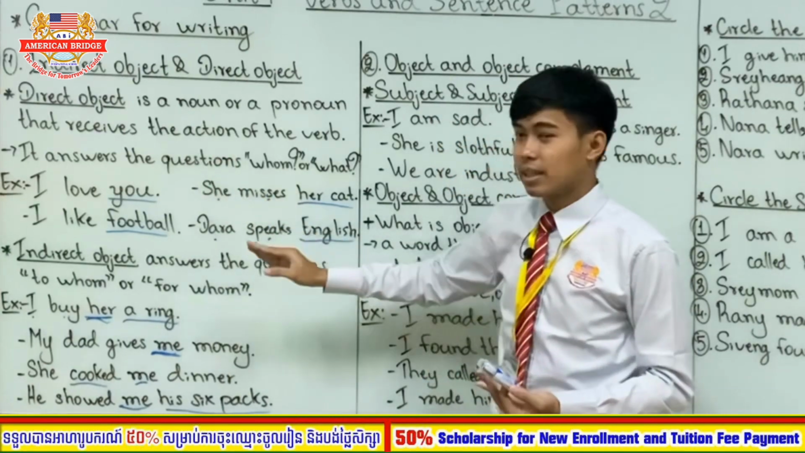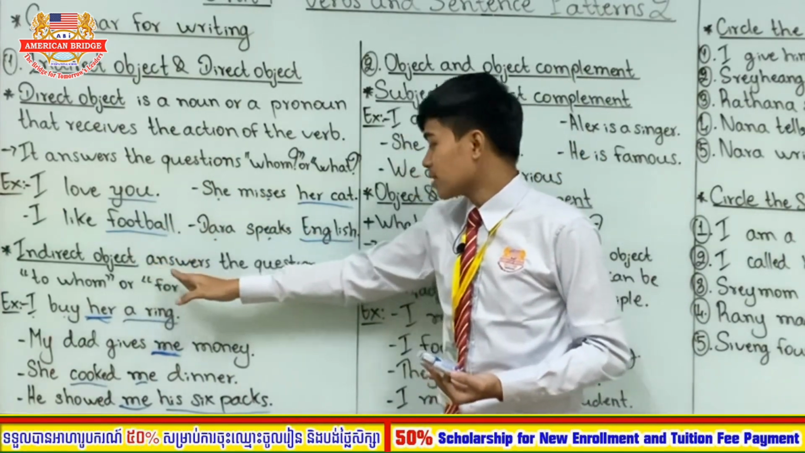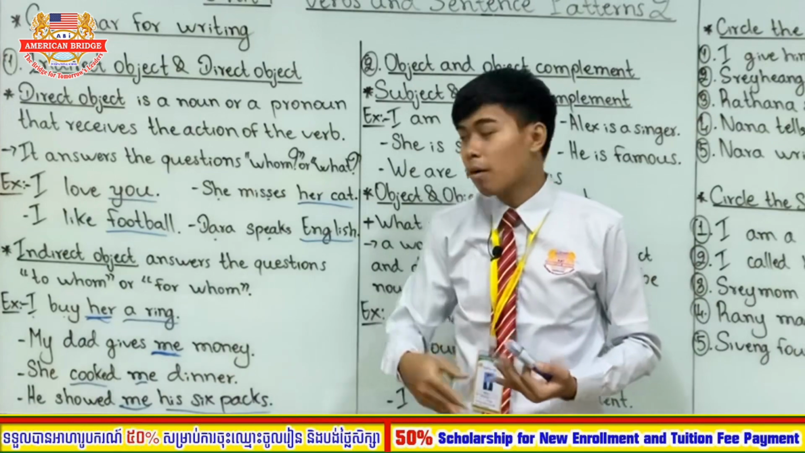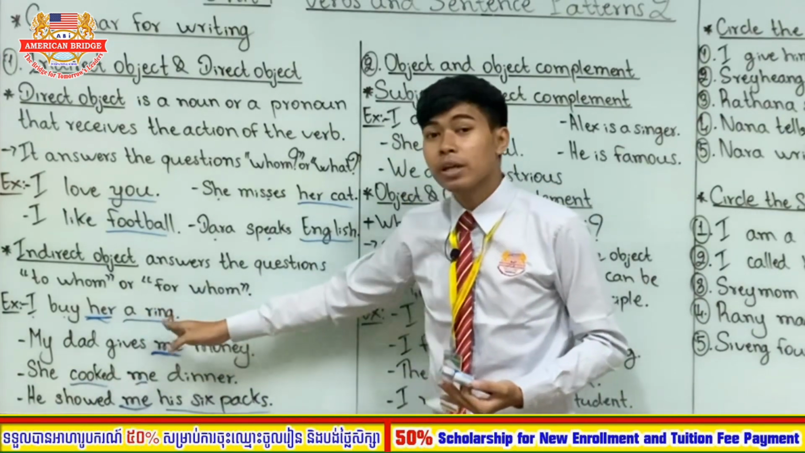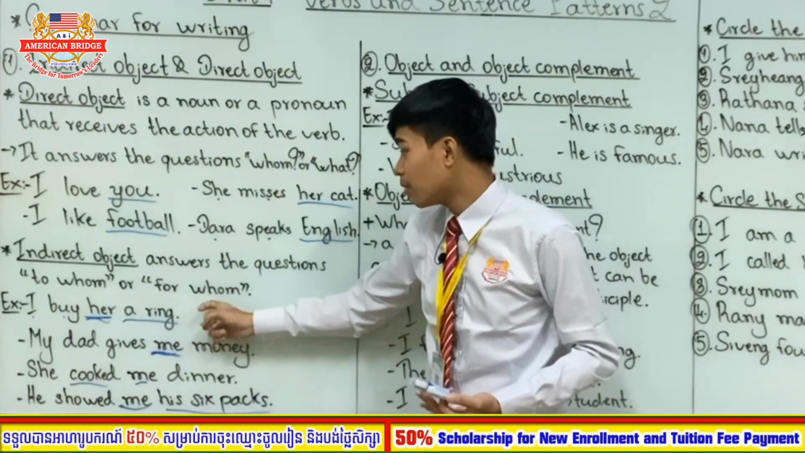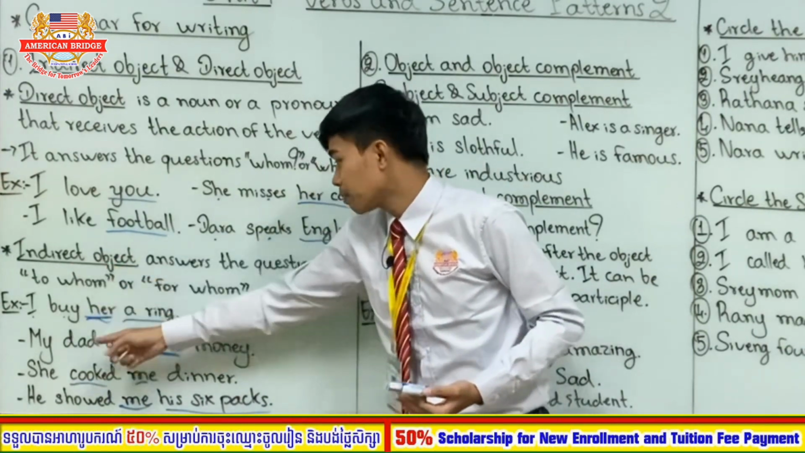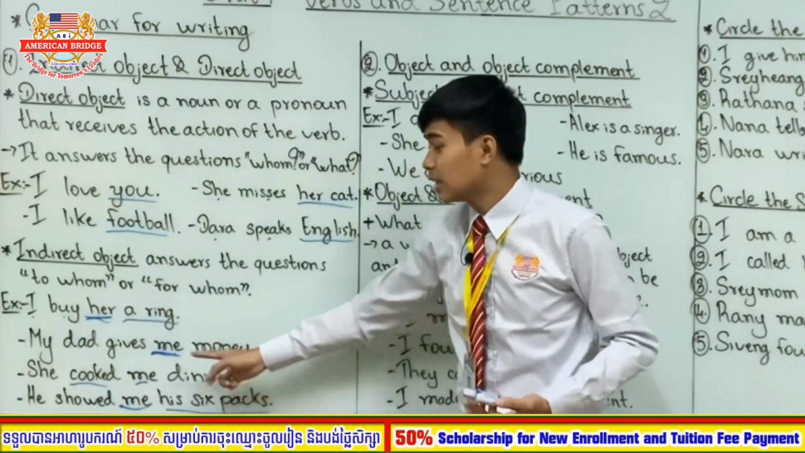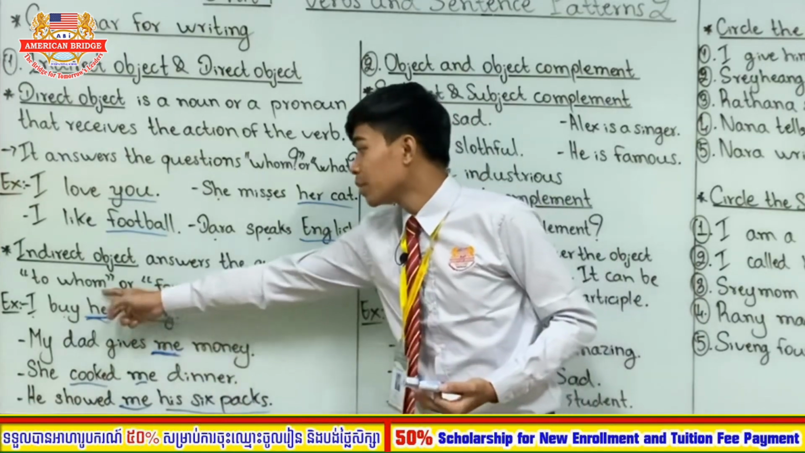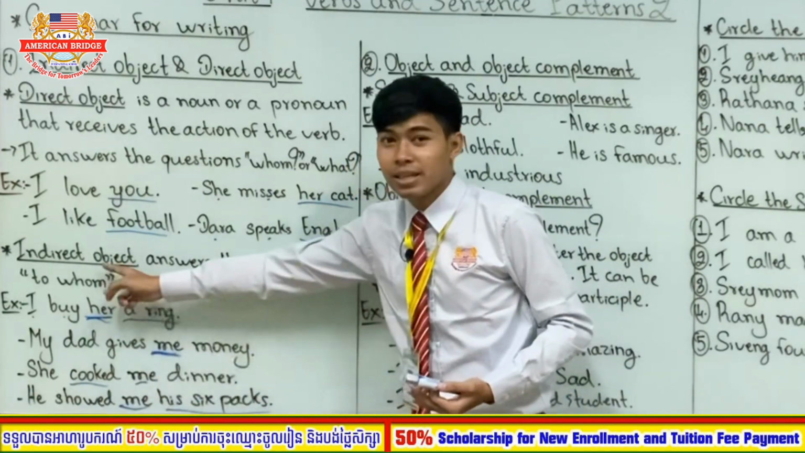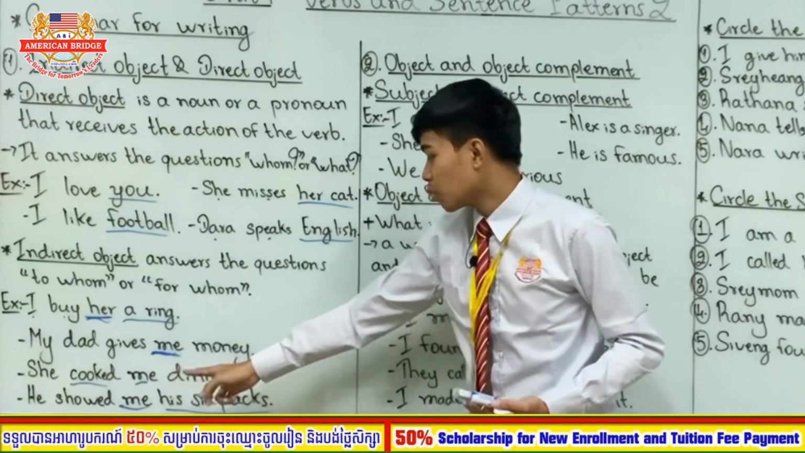How about indirect object? Indirect object answers the question to whom or for whom. I buy a ring. Buy for whom? Buy for her. So her here is an indirect object. My dad gives money. Gives money to whom? To me. So me here is an indirect object. She cooked me dinner.